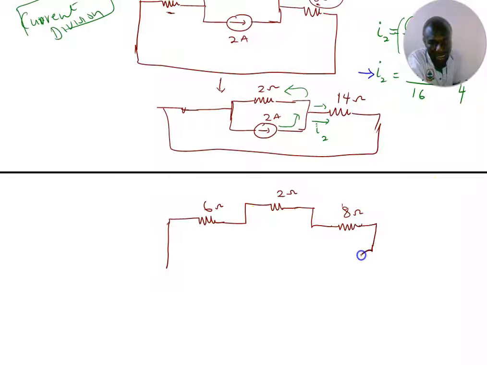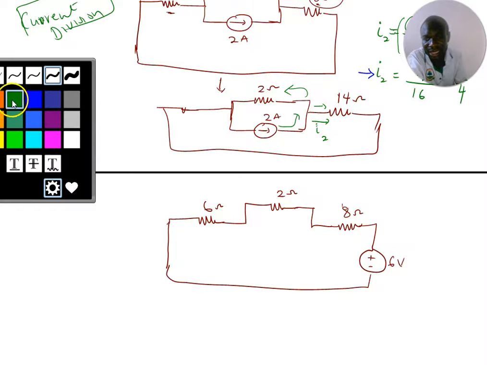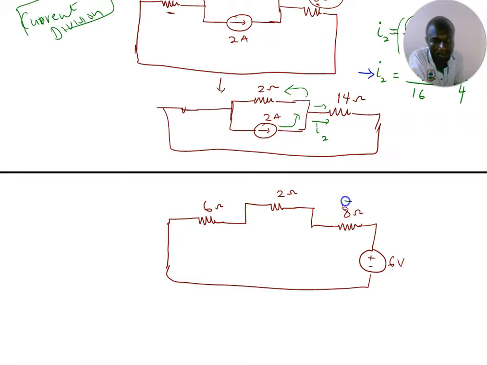Then we have our 6 volt battery, which is positive, negative. So 6 volts. Equally, we can find the total resistance, right? Our target is to find the current moving this way, which is I3, right? So at this point, we need to find what? RT. And RT is simply going to be 6 plus 2 plus 8, since all the resistors are in series. So 6 plus 2 plus 8 making 16 ohms.